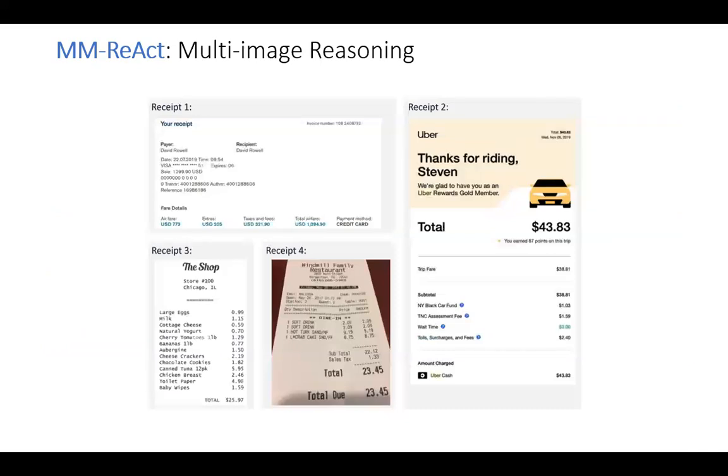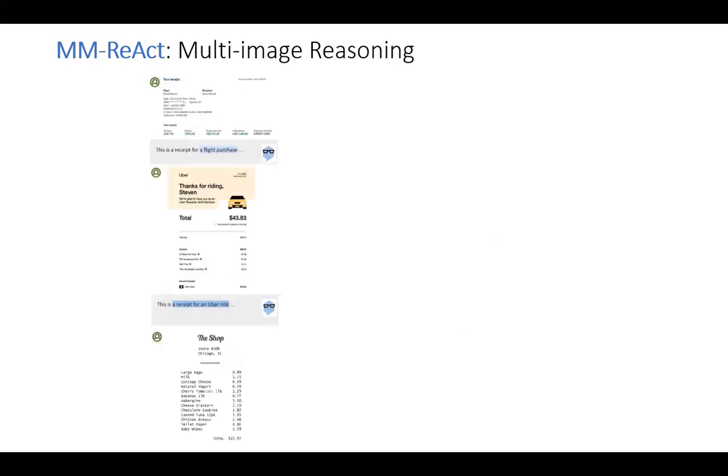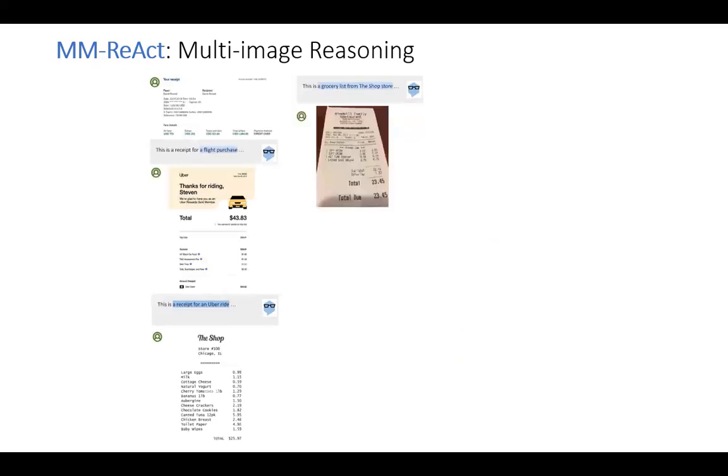So the first one is multi-image reasoning. Imagine that you are a very organized person. You take a photo of the receipt whenever you make a purchase. MM-ReAct can reason over multiple receipts and summarize your spendings. So in the example we're showing here, we upload 4 receipts one at a time. Each time MM-ReAct receives a receipt, it first recognizes the text in the receipt image and summarizes the spendings shown in the current receipt image.